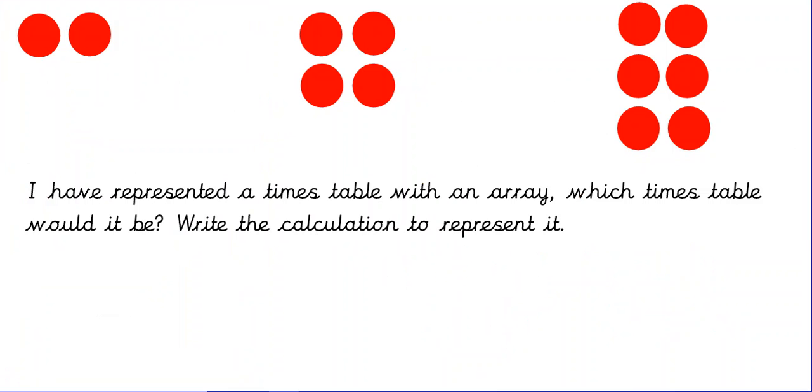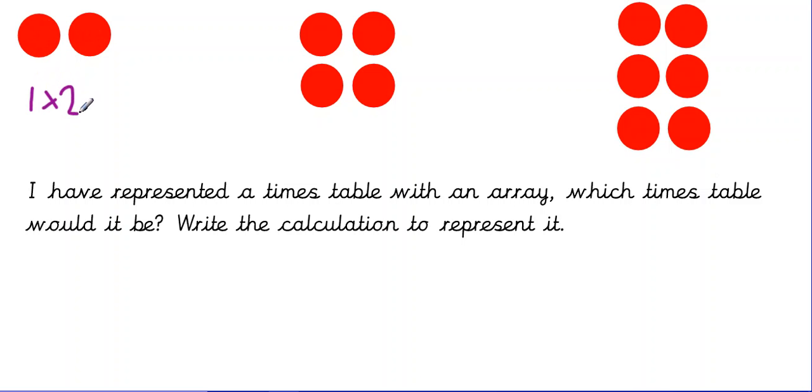Okay, so let's have a look at this one together. I have represented a times table with an array. Which times table would it be? Write the calculation to represent it. So, first thing that I need to do is I need to work out what each of these arrays are equal to. So here, I've got one group, okay, and I've got 2 in each group.